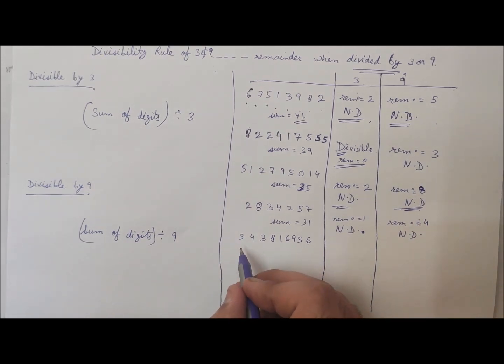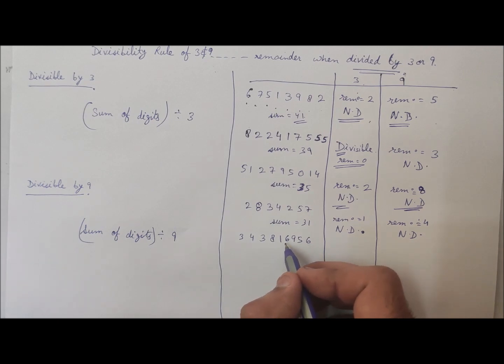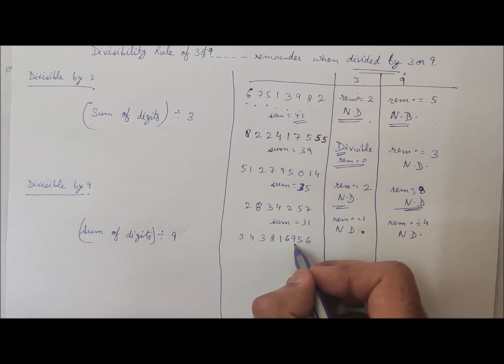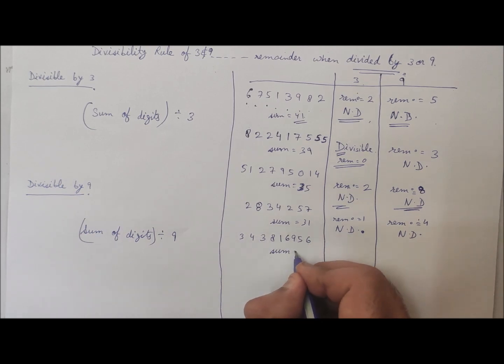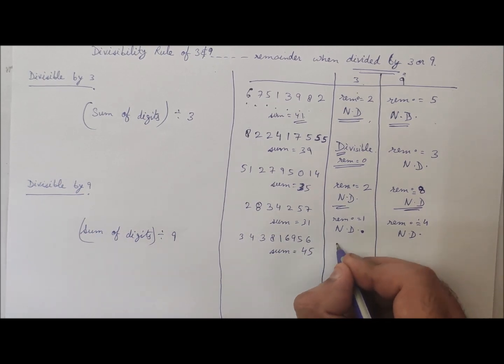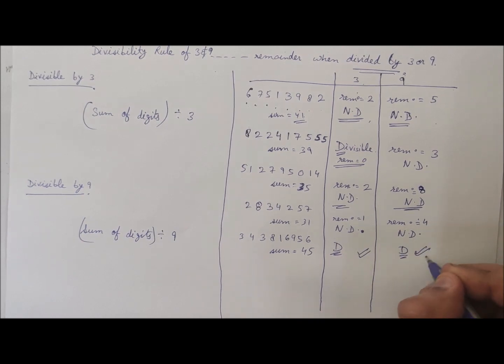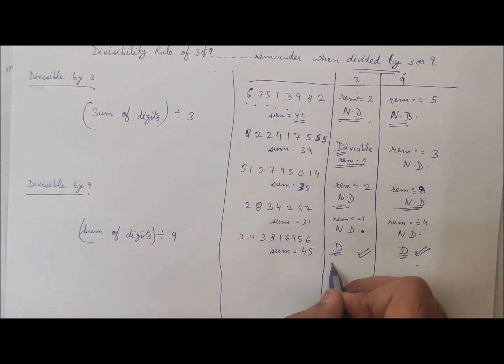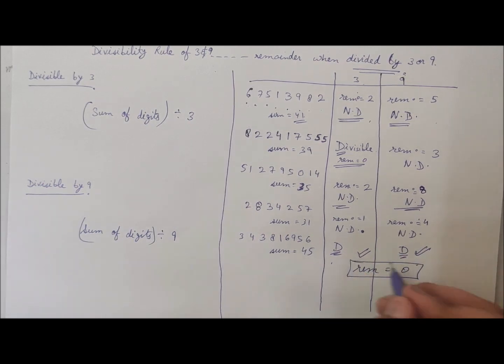Okay. Coming to this question, we have 3 plus 4, 7, plus 3, 10, 10 plus 8, 18, 18 plus 1, 19, 19 plus 6, 25, 25 plus 9, 34, 34 plus 5, 39, 39 and 6, 45. So the sum that we have is 45. It is divisible. So when a number is divisible by 9, it has to be divisible by 3, but the reverse is not true. The remainder in both these cases is 0.